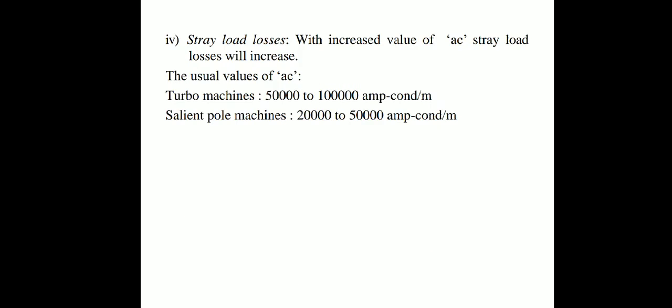Stray load losses. With increased value of AC, that is your specific electric loading, stray load losses will increase. The usual value of specific electric loading for turbo machines is 50,000 to 100,000 ampere conductor per meter. Kindly note this. Salient pole machines, it is 20,000 to 50,000 ampere conductor per meter.